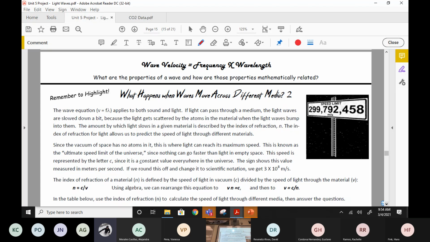So where did we leave off? Nothing can go faster than light in empty space. This speed is represented by the letter c, since it is a constant value everywhere in the universe. This speed limit sign shows the speed of light in empty space measured in meters per second. If we round this off and change it to scientific notation, we get 3 times 10 to the 8th, or 3e8 meters per second.